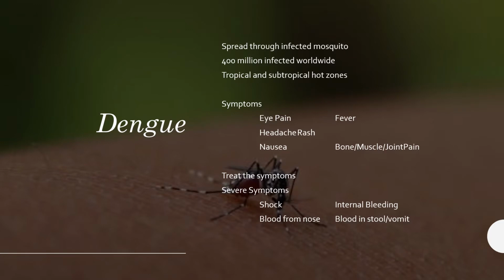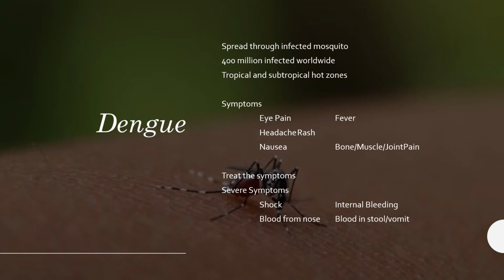Next is dengue fever. And dengue fever is going to be a virus. And this is going to be one of those viruses spread by an infected mosquito. It's common in more than 100 countries worldwide, and about 400 million people each year get infected. Like I said, it lives in those tropical, subtropical zones of the world.